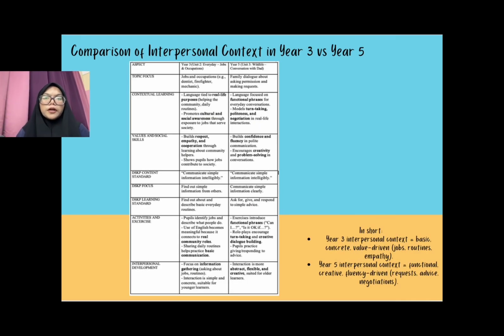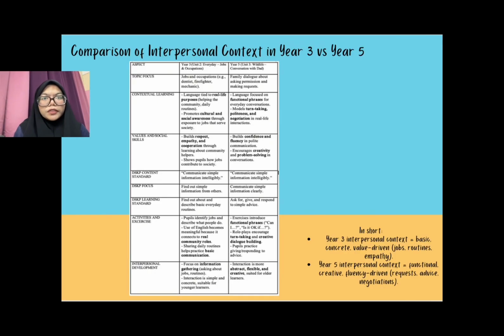Now, I'm going to talk about the comparison of interpersonal context in Year 3 versus Year 5. For the Year 3 textbook, Karjit chose Topic 2, which is Everyday, and for Year 5, Shahira chose Unit 3, Topic 3, which is Wildlife. Topic 2 focuses on jobs and occupations, for example dentist, firefighter, and mechanic, while the Wildlife topic focuses on family dialogue about asking permissions and making requests.